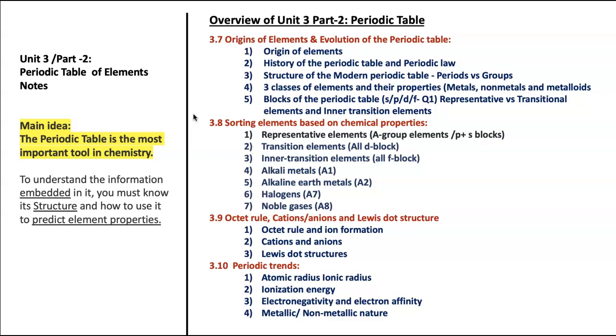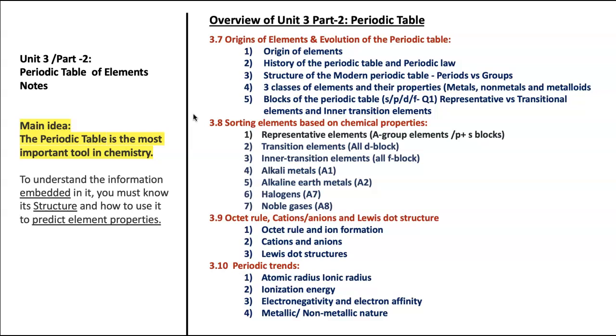And then we're going to discuss the three classes of elements that you have arranged in the periodic table. They're metals, nonmetals, and metalloids. And then we are going to talk about something we already know: s, p, d, and f valence electrons. Elements with those valence electrons are grouped into blocks in the periodic table. And some new things we will learn are representative elements, transition elements, and inner transition elements.